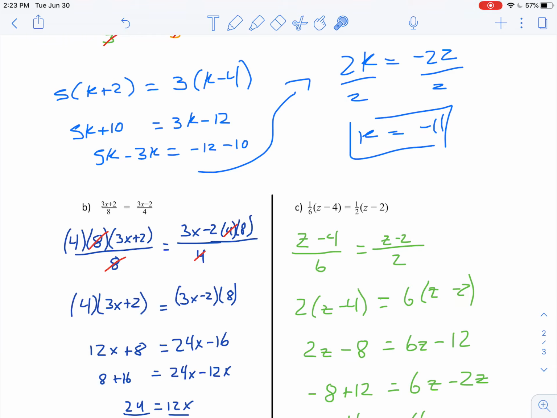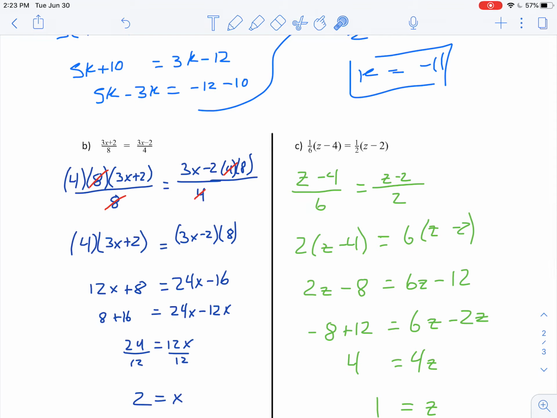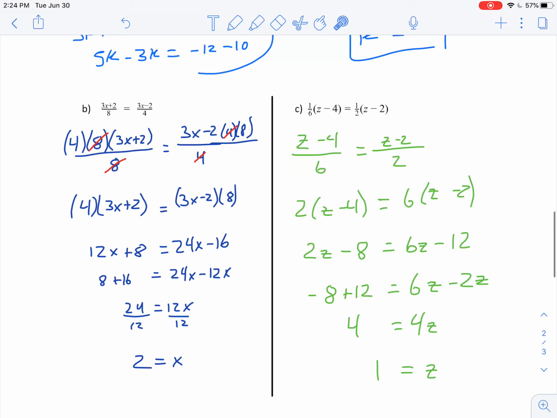So now I'm left with 4 times 3x plus 2 is equal to 3x minus 2 times 8, right? Because these have all been canceled out. And then I simply go ahead, distribute into the brackets. I end up getting 12x plus 8, and distributing 8 into the brackets, I get 24x minus 16. Then I simply go ahead and continue to solve for my variable by bringing all of my variable terms onto one side, constant terms on the other, and then solving for the variable by identifying the opposite operation needed to isolate the variable, in which case it ends up being x is equal to 2.